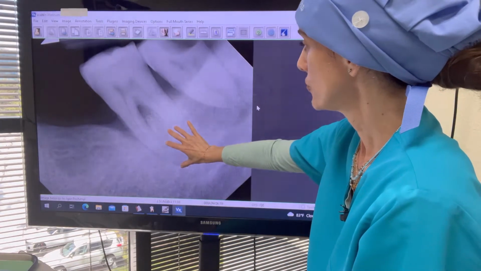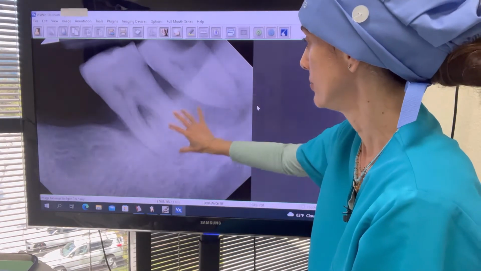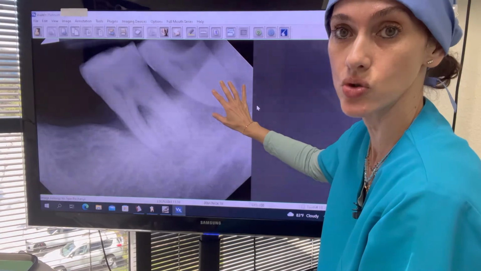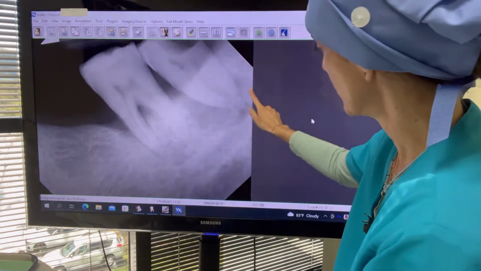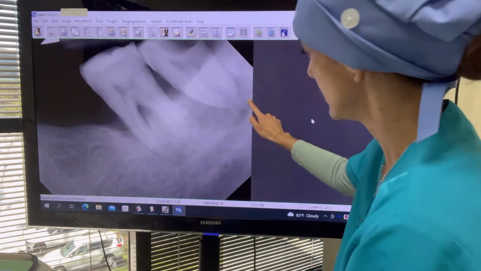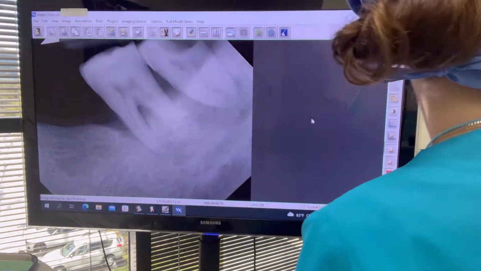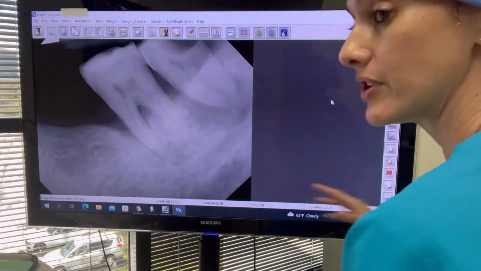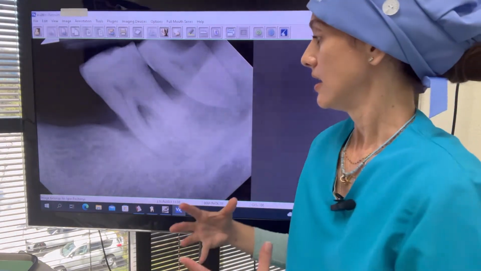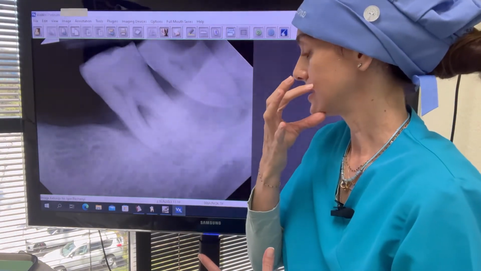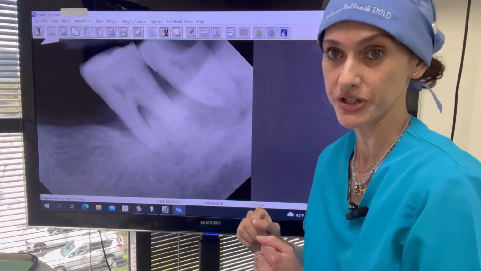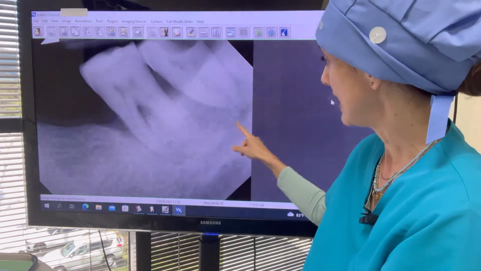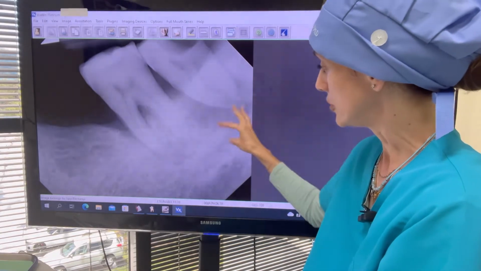So we're going to try to save this tooth, but this has to be extracted as soon as possible. Because, like I said before, the close proximity to the nerve. That's the nerve that supplies all that left side and half of the tongue. So it's very, very important to not let this infection continue to spread.